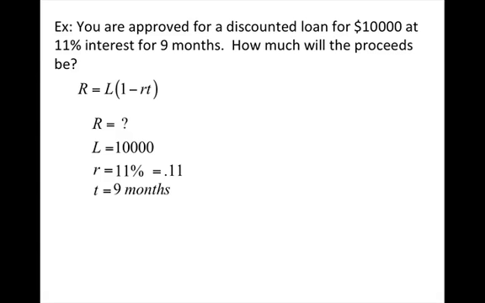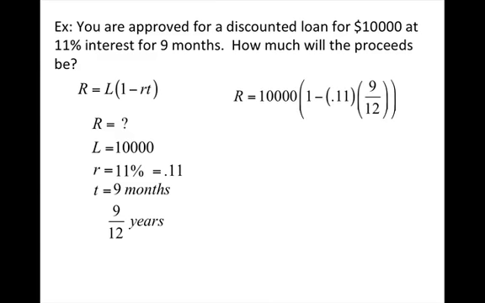T is my time in years, but I'm given 9 months. So since I'm given months, I need to divide this by 12. So I get 9 over 12 years, 9/12 years. So let's plug these into our formula. I get R equals 10,000 times (1 minus 0.11 times 9/12).